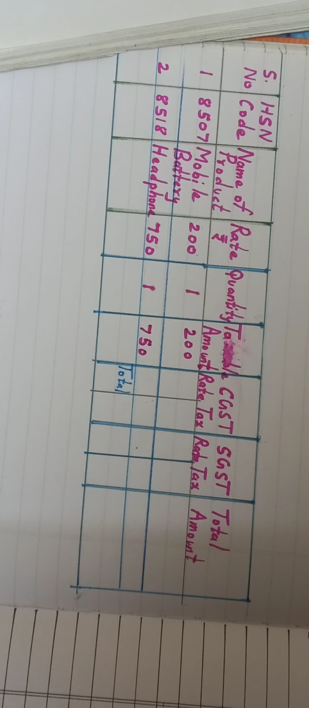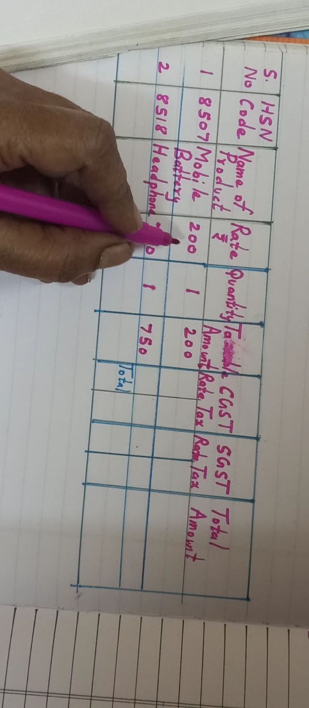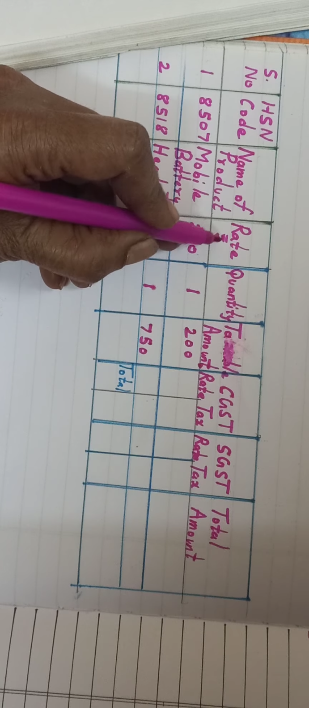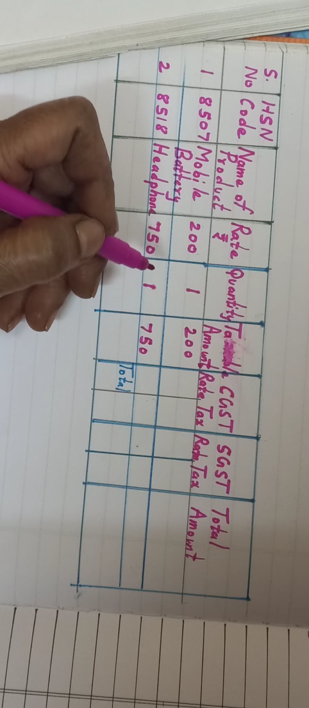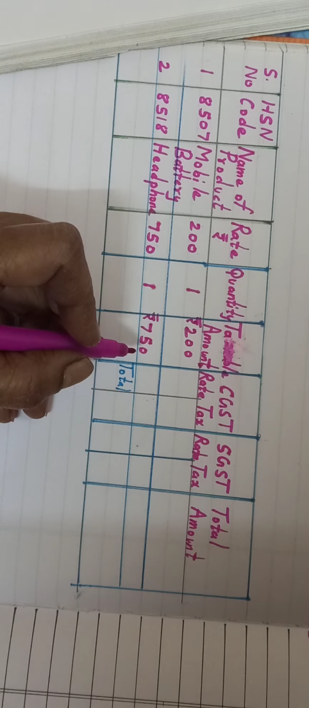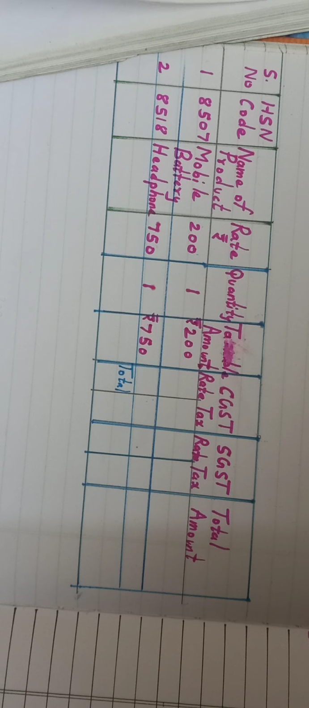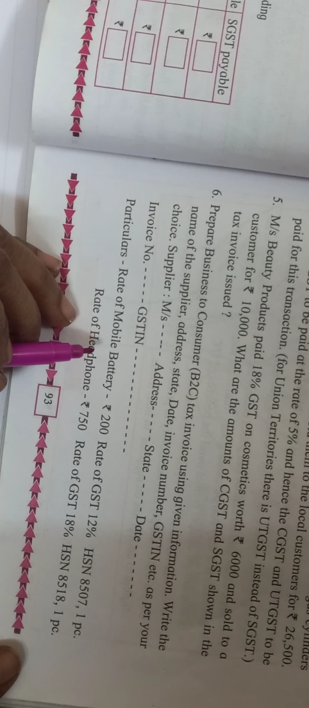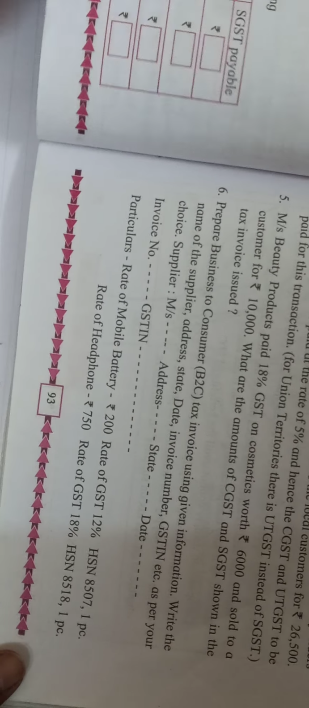Okay, now what rate is given to you here? Rate means, I hope you know, rupees 200 each. Rupees I have written here, taxable amount 750. Here rupees, here also rupees. Then rate is, now here in the question they have given GST. Now you should understand, or should I write it again? GST rate is 12% for mobile battery, and for headphone it is 18%.